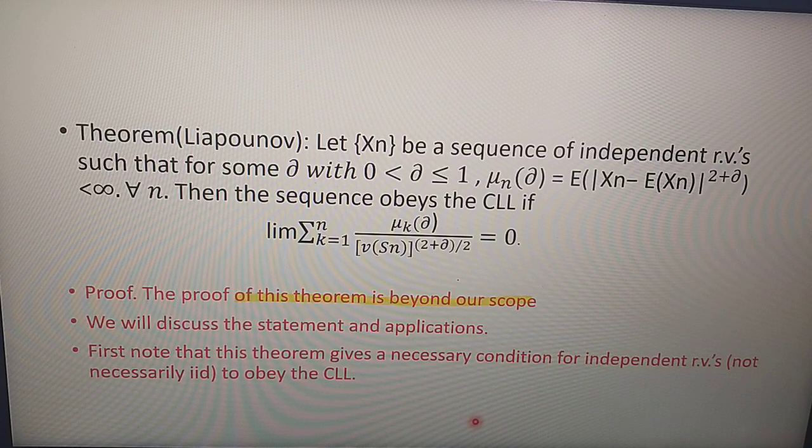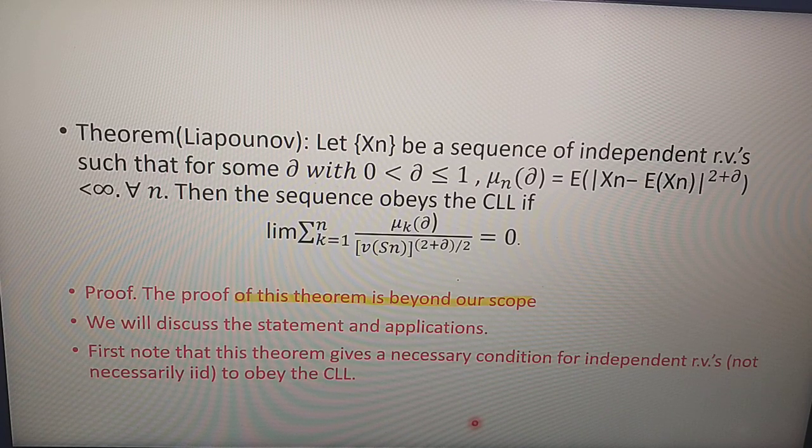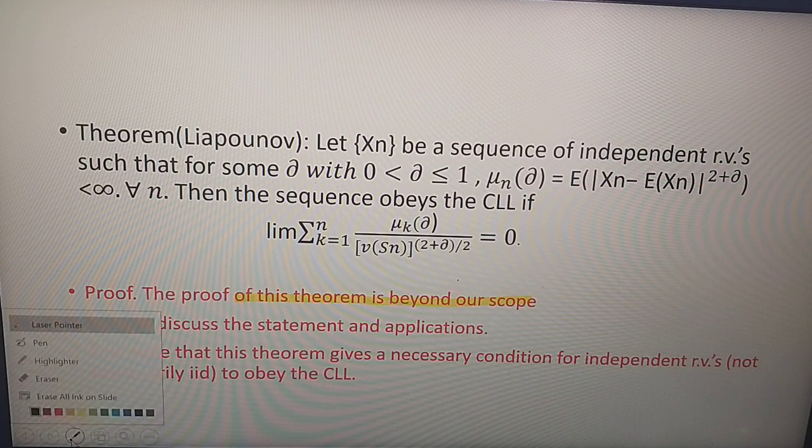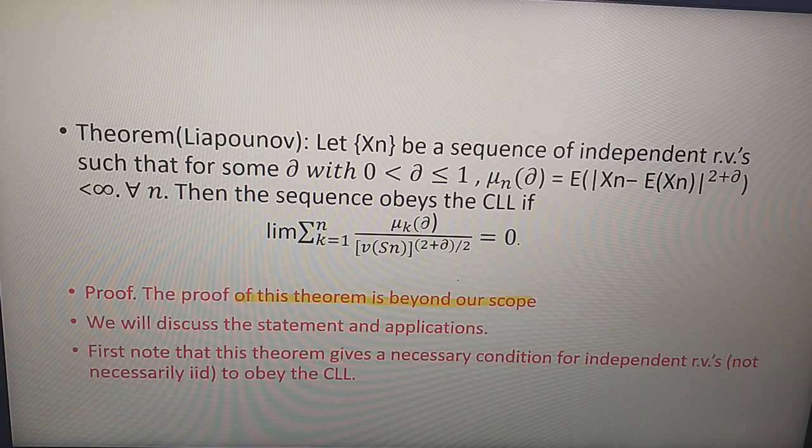Today we have another theorem. So far we have done central limit theorems for IID random variables. Today's theorem by Lyapunov is on a sequence of random variables Xn which are independent random variables. Sequence of independent random variables only, so not necessarily IID. You note this point: it's only independent, not necessarily IID.